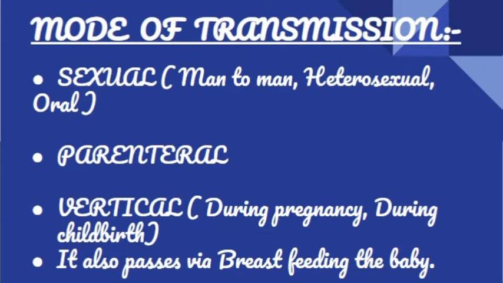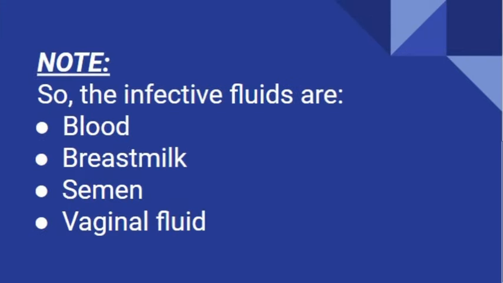Third pathway is vertical transmission from mother to child during pregnancy. It can occur during pregnancy or during childbirth. 80% of transmission occurs during childbirth. It also passes via breastfeeding. So, mother is advised not to breastfeed the baby. So, in summary, the infective fluids are blood, breast milk, semen, and vaginal fluid.